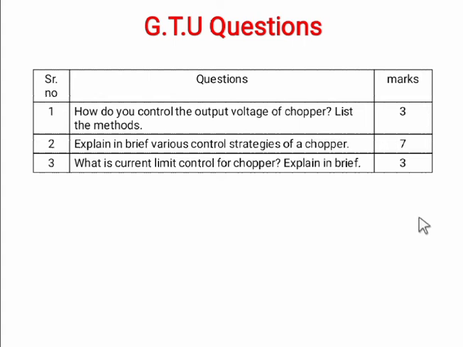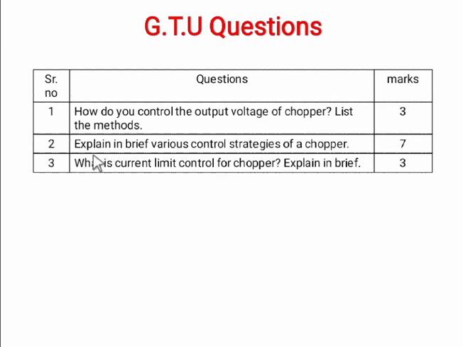Now the GTU questions. First one: how do you control the output voltage of the chopper, and list the methods. In it you have to explain the duty cycle, the equation of the output voltage with respect to the duty cycle, and list the different methods based on this equation. This question will be asked in your GTU examination for 3 marks.